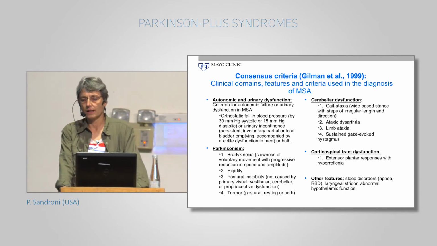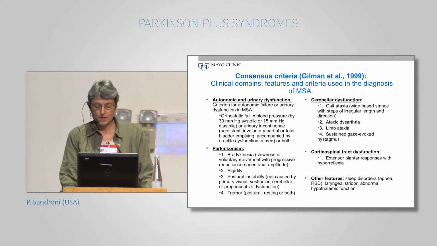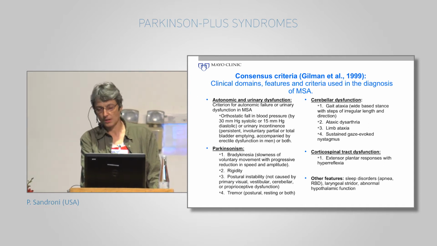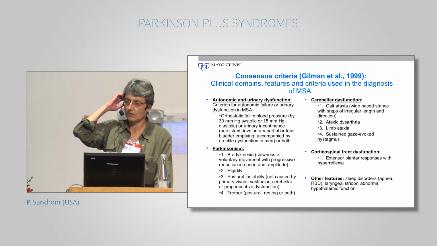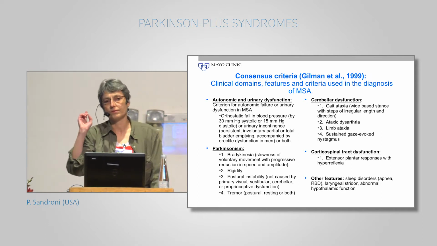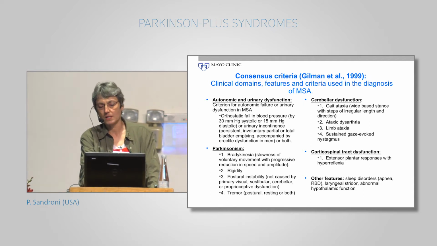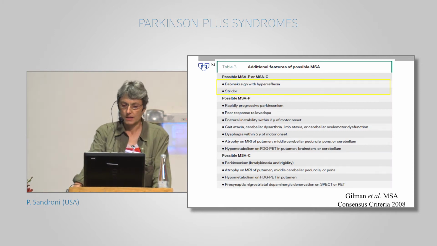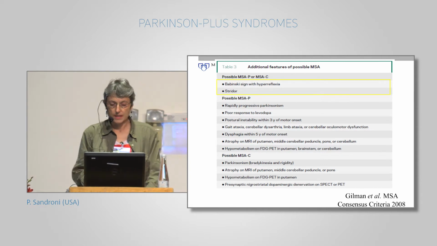Obviously, there is no definite unless you have autopsy proof, so that doesn't help much the patients when they are alive. The possible one, they may have Parkinsonism or cerebellar dysfunction, and at least one component of autonomic involvement that, however, is not severe enough to make it probable. So the findings are present but less severe, and they must have one of the additional features, such as stridor, the poor response to levodopa, et cetera, that you see listed here in this paper of 2008.